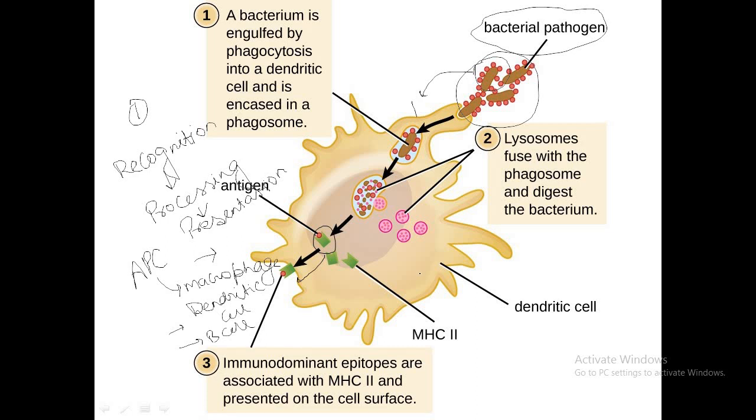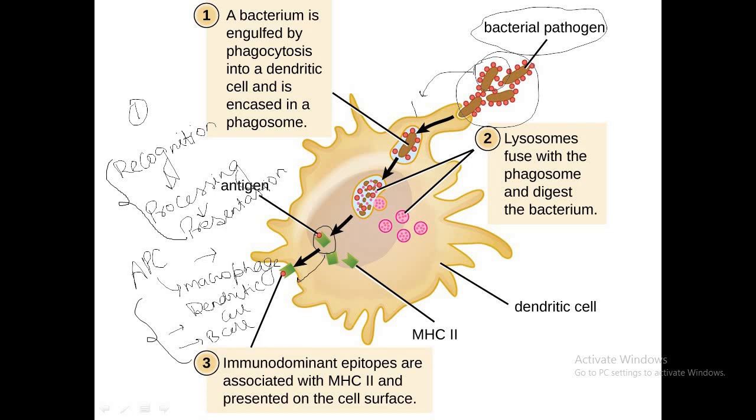The cells that participate in such events are the antigen presenting cells: macrophages, dendritic cells and B cells, which I have written here. These cells are the antigen presenting cells present in our body. So these are the three basic steps: the recognition of antigen, the processing and the presentation. These three steps play a very important role in exogenous antigen processing.